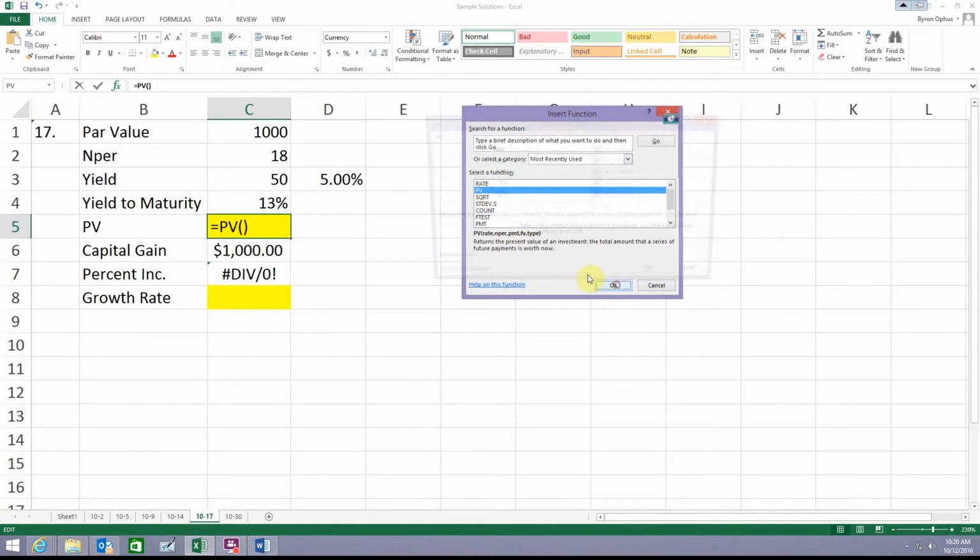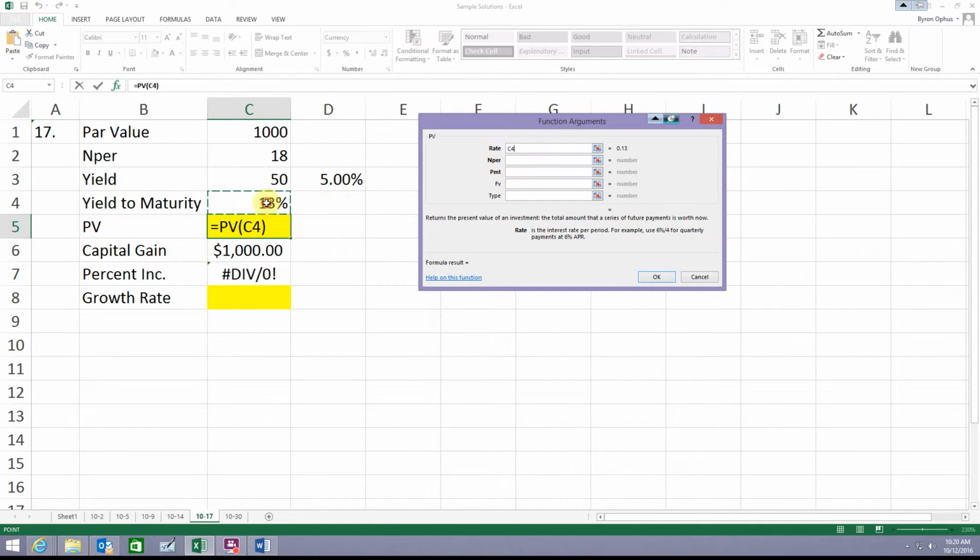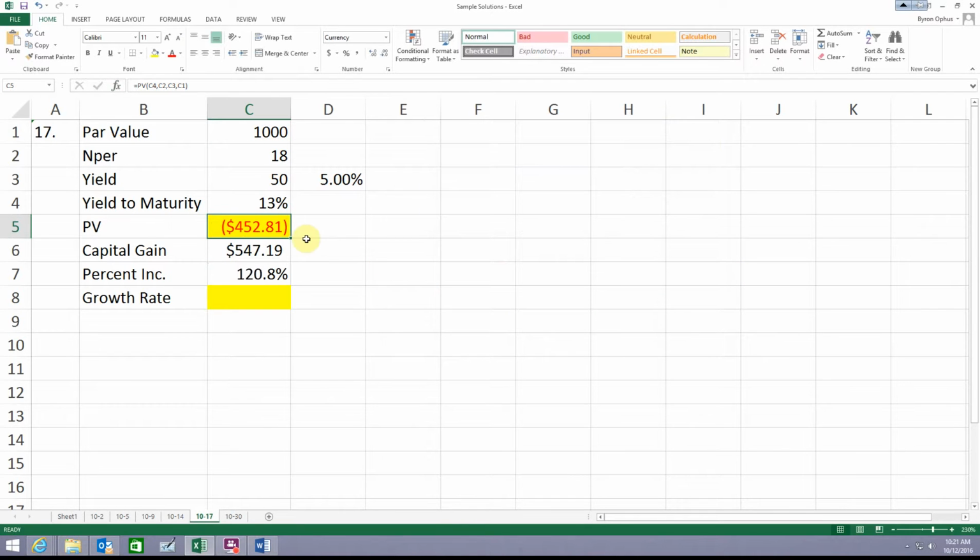Present value. Okay, I got my rate. I use the market rate, the number of periods, the payments 50, the future value is 1,000, so $452.81, just like we've done before. But then it goes on and asks, by what percent will the price of the bonds increase between now and maturity? And what it's asking for here is the capital gain.